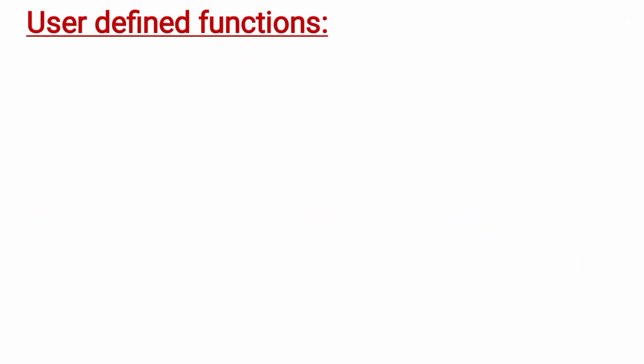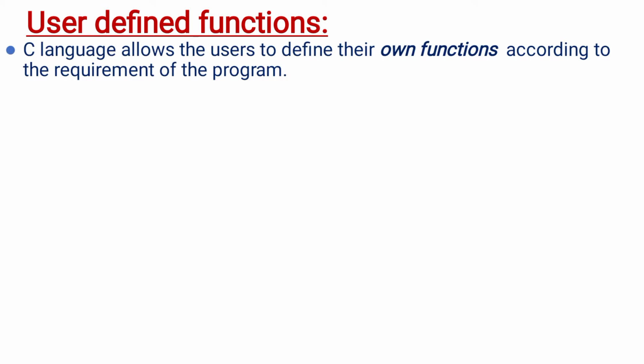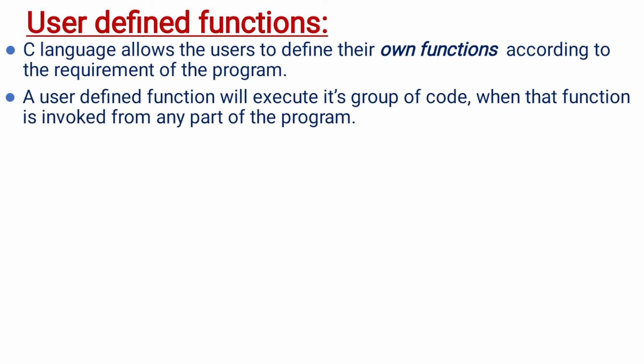User defined functions. C language allows the users to define their own functions according to the requirement of the program. So in C language, we can create our own functions based on the requirement of the program. The functions which are created by the users are called user defined functions.